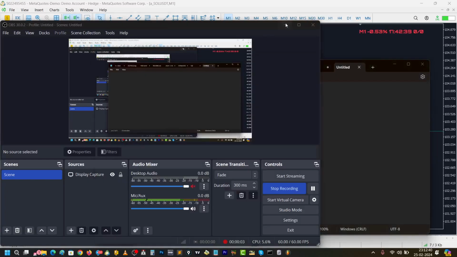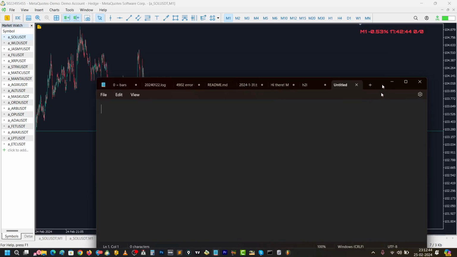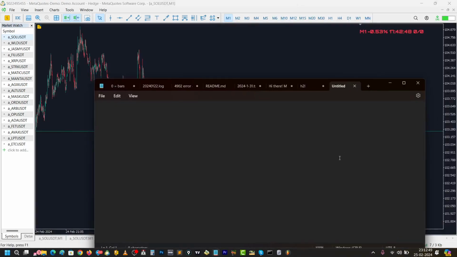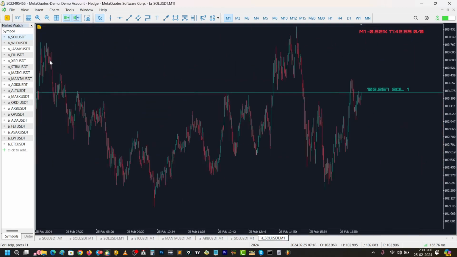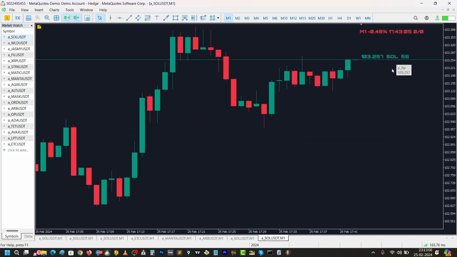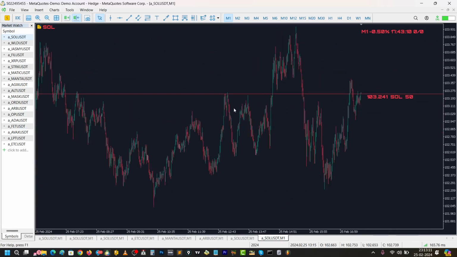Good evening, everyone. In this video, we are going to discuss a few points about structures, and the first one is how liquidity helps us decide when we combine structures. So this is a Solana chart, and I'm going to discuss some structures here.